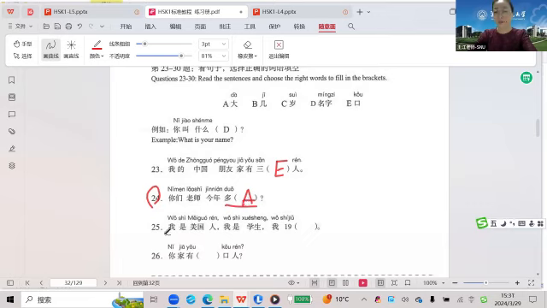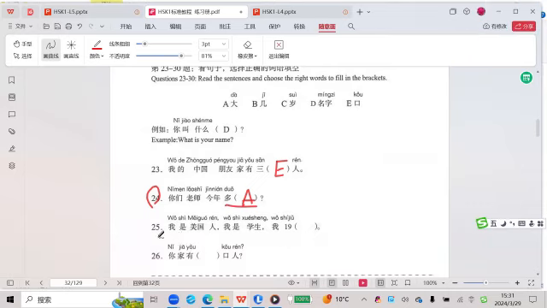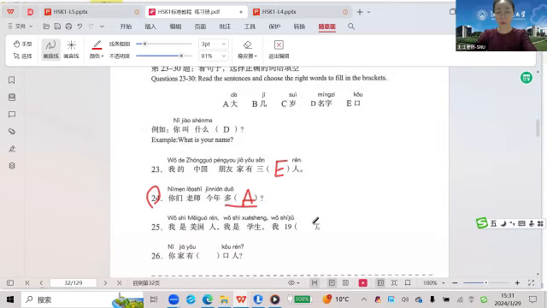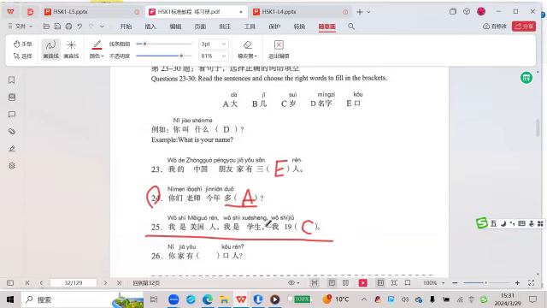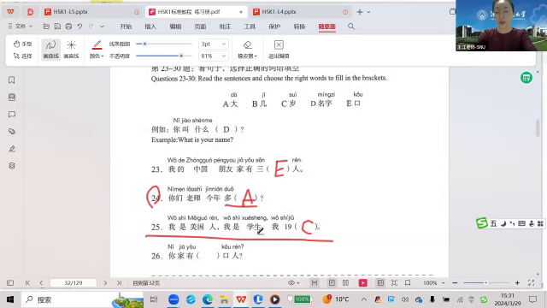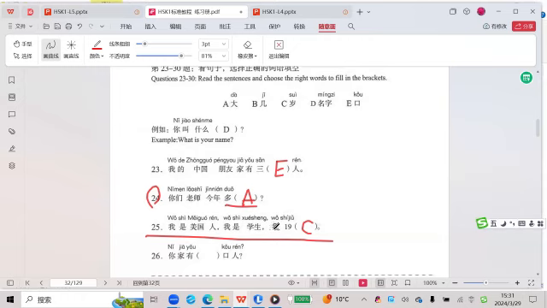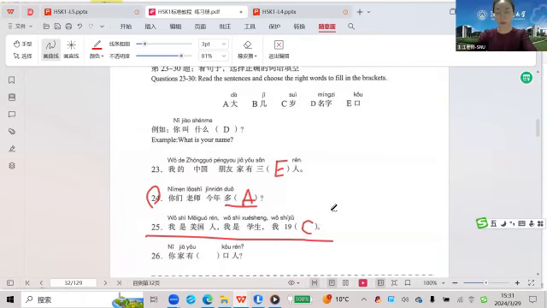Okay, number 25. 今年 means this year. Yes, right. Okay, Rashid Mahmood. 我是美国人，我是学生，我19岁。 So what is the option? C, right? 19岁. Okay, please translate the sentence into English. 我是美国人。 I am American. 我是学生。 I am a student. 我19岁。 I am 19 years old.